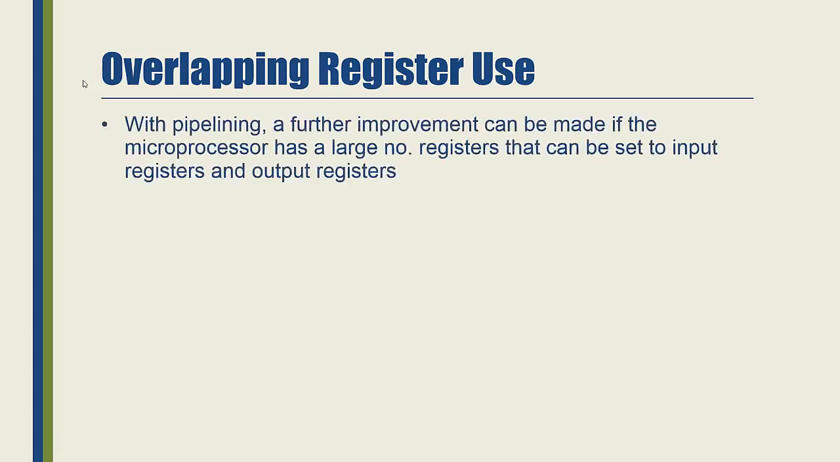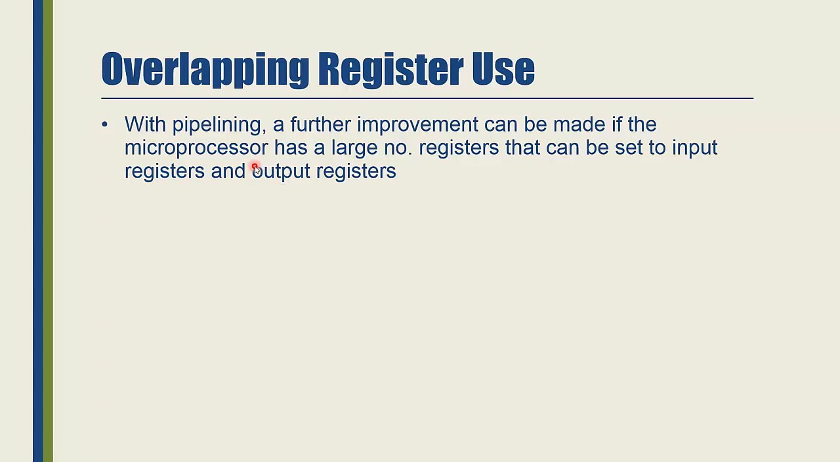The next topic on high performance computing is register overlapping use. This is a further improvement on pipelining. If we have a microprocessor that has a large number of registers, the processor can consider registers like memory locations, which means some registers can become input registers and some can become output registers for a certain procedural call.